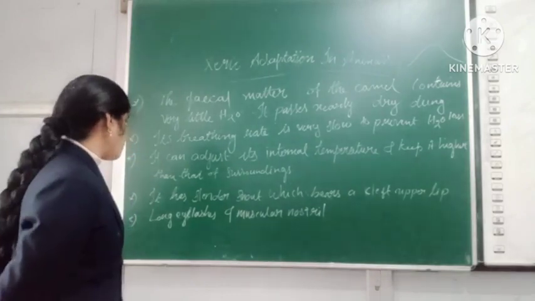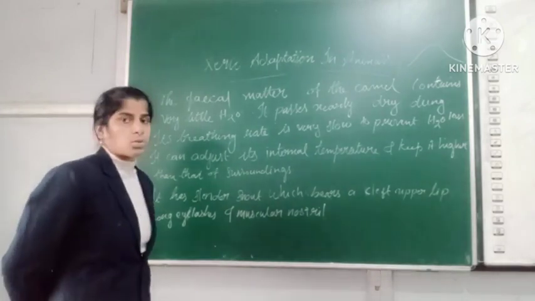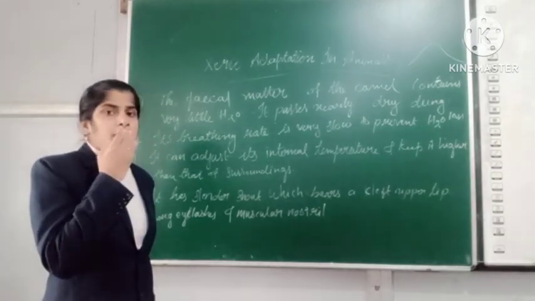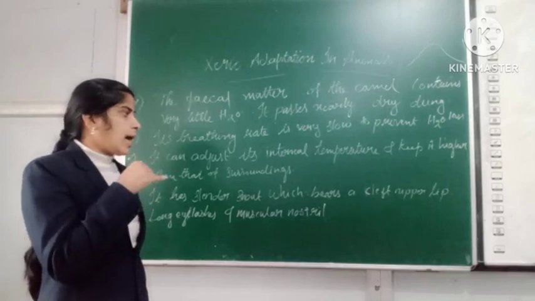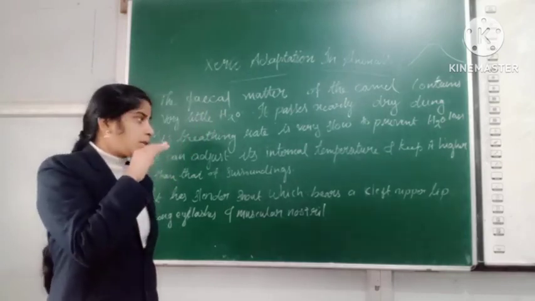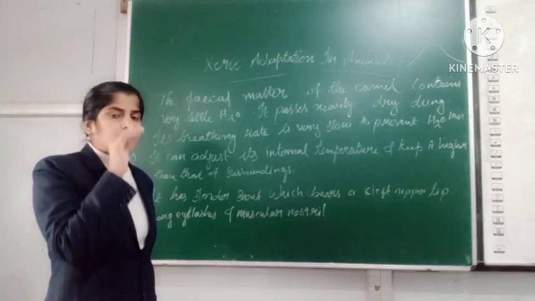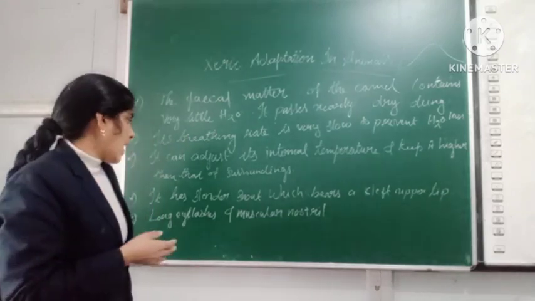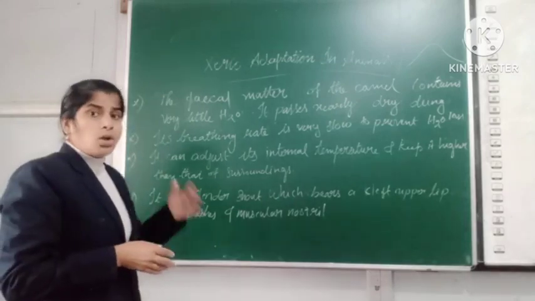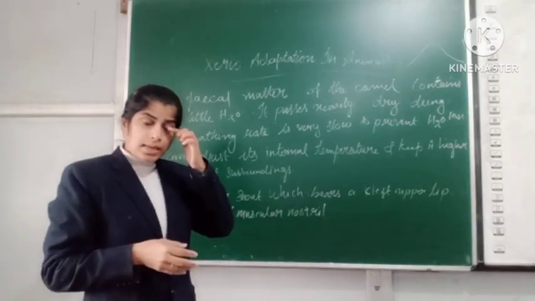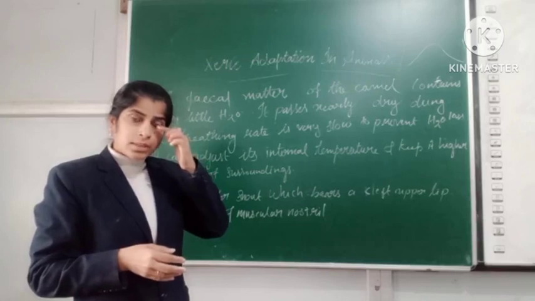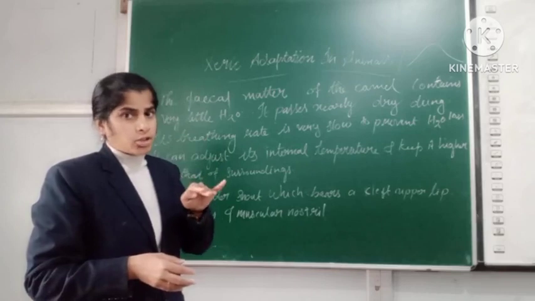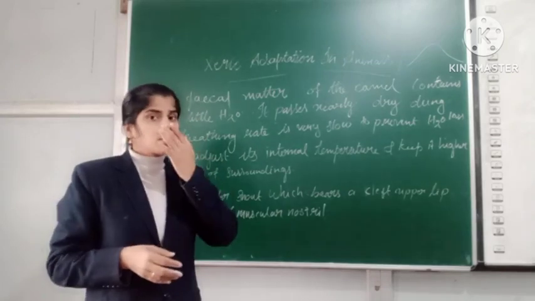Okay, and next thing, it has a slender snout with a cleft upper lip. See, their upper lip is cleft, and the snout is slender. And they have long eyelashes. These hairs we call eyelashes. So our camel has long eyelashes, and also a muscular nostril.